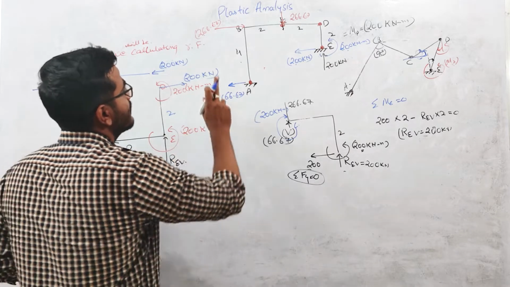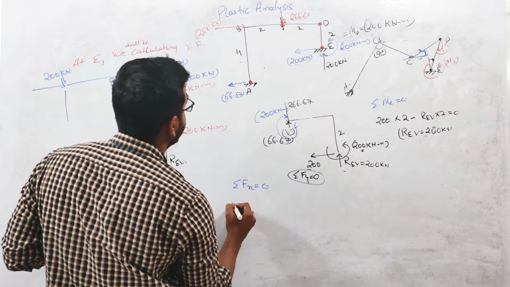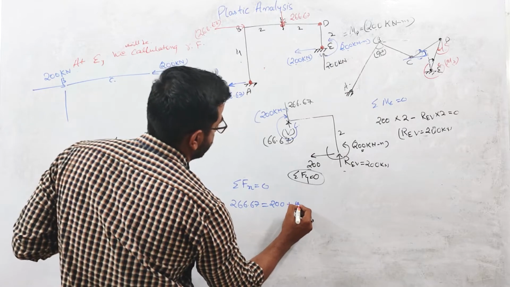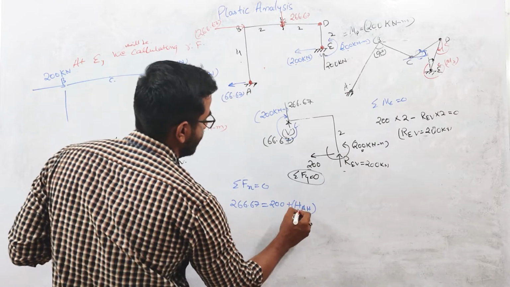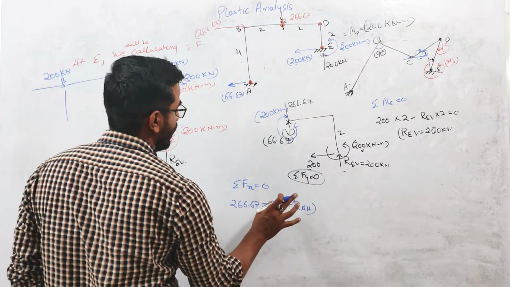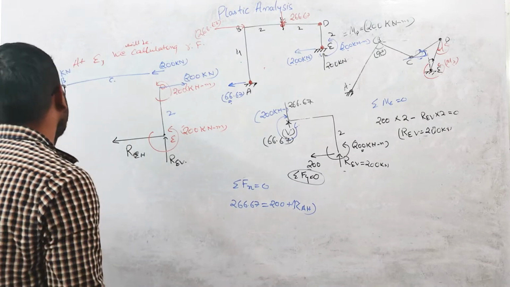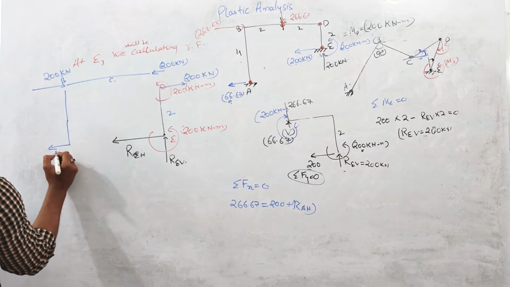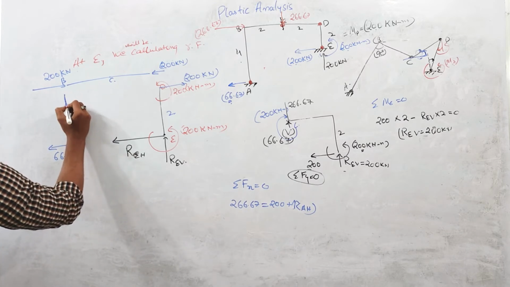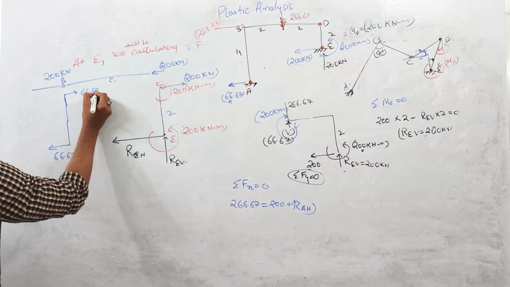How? If you calculate summation Fx equals 0 for this whole frame, I can write 266.67 equals 200 plus this RAH, the horizontal reaction at A. Okay, so the value comes out to be 66.67, right? So at this point, the reaction force acting is 66.67. To balance this 66.67, there will be a horizontal force in the right direction.